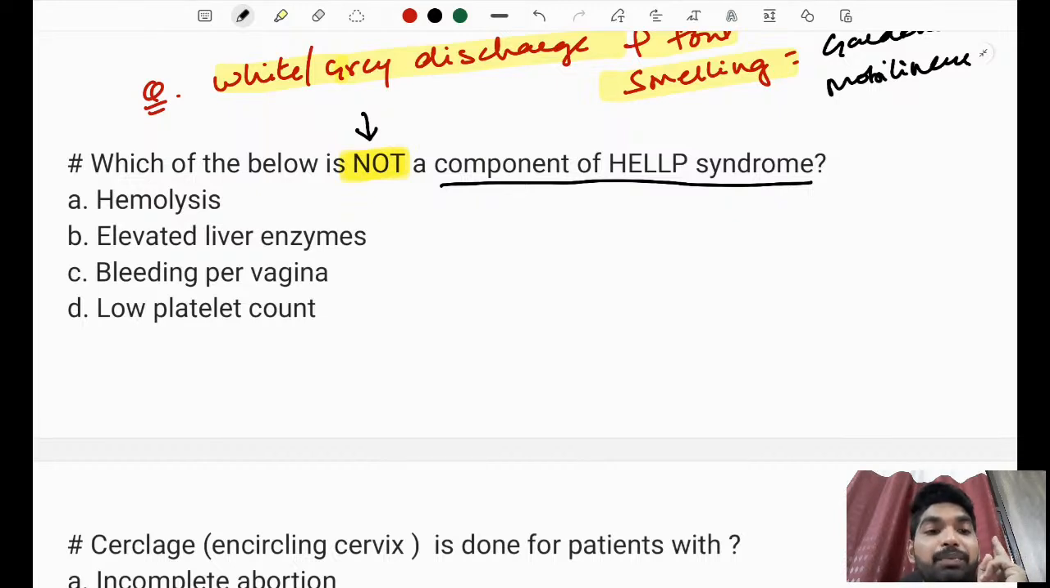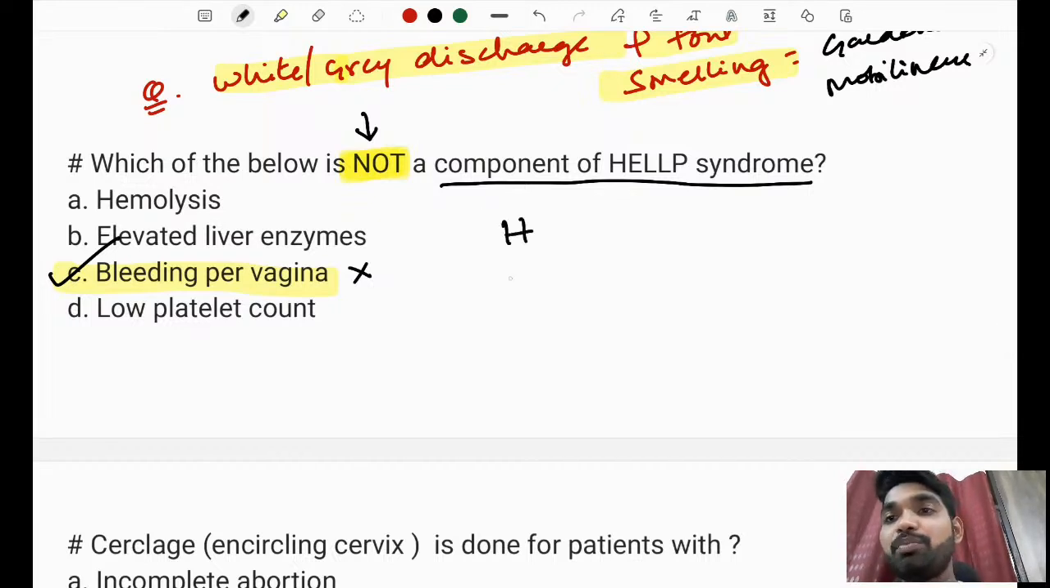Excellent, Bindu Vakaturu, Divya Mohan, Haimavati, Navyasri Devi. Every one of you is right. Option C is wrong, in the sense that it is not a component of HELLP syndrome. Bleeding per vagina is not seen in case of HELLP syndrome.